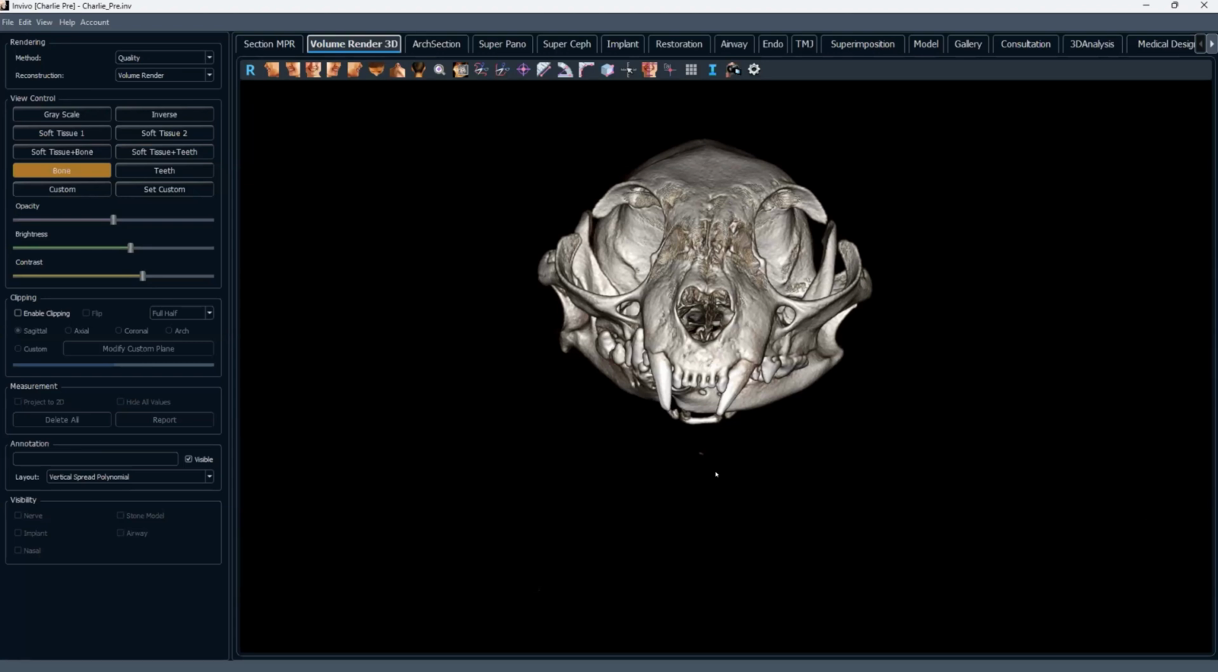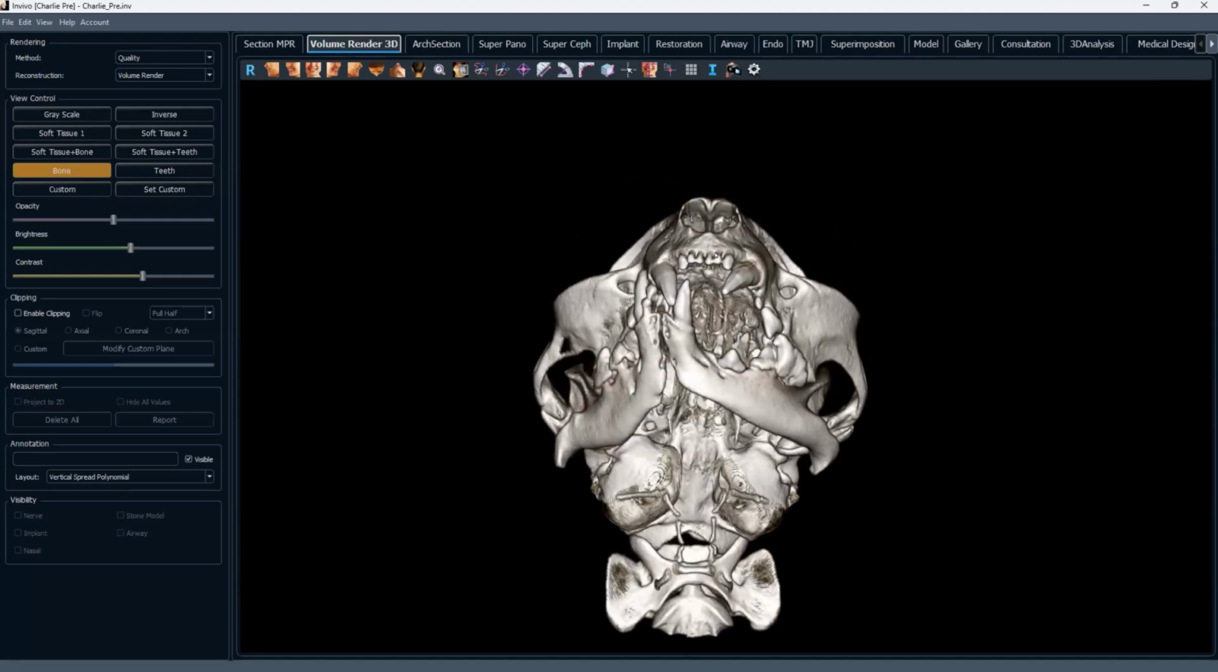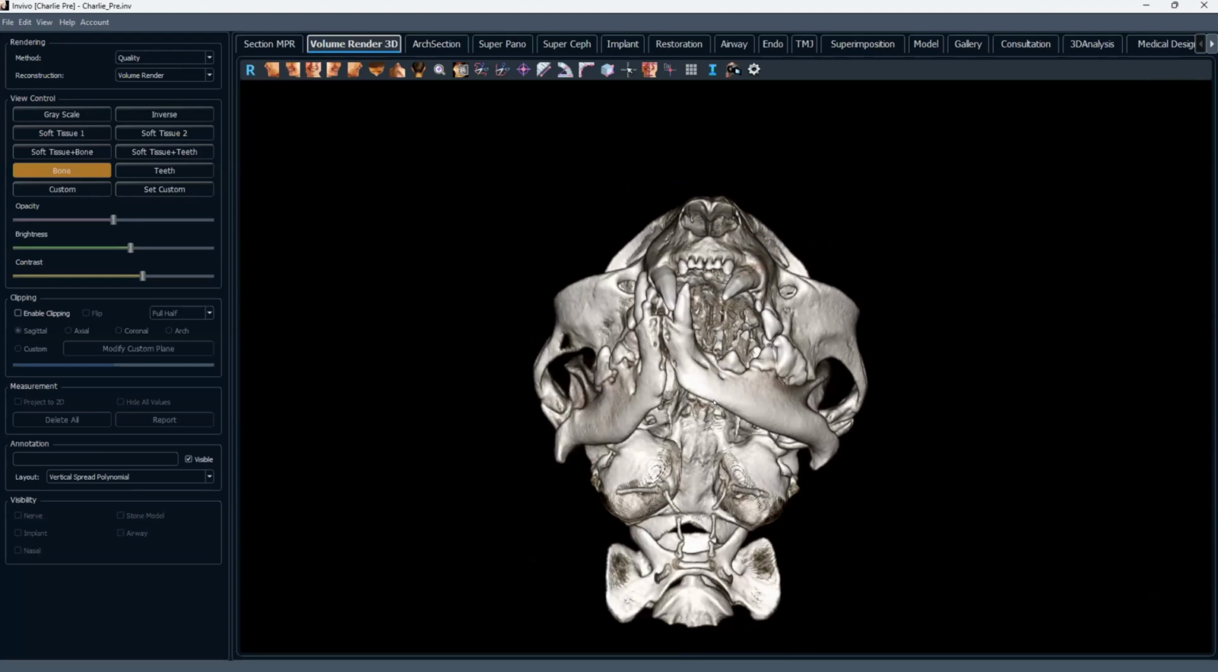I look at the gross features, the big stuff. I evaluate the teeth, count the teeth, look at the shape of the jaws and the shape of the skull, and look for fractured teeth and the big things before we really drill down into the fine anatomy in the MPR. In vivo, we can just grab and drag to rotate the head, or we can use the arrow keys to manipulate the study.